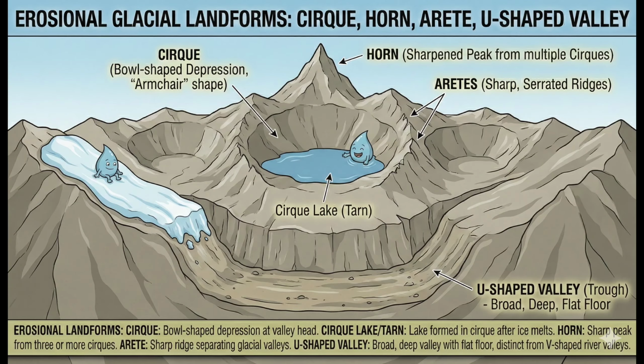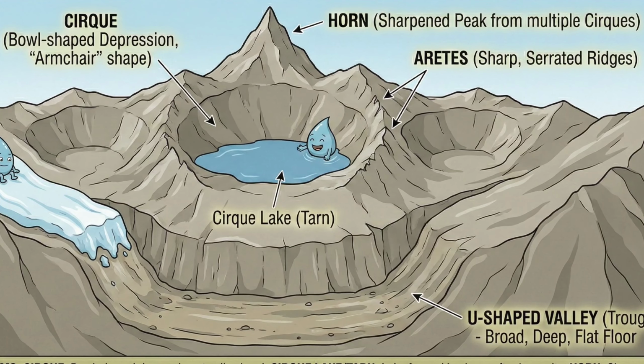Erosional landforms. Cirque, the most common landform. It is a bowl-shaped depression found at the head of a glacial valley. It looks like an armchair with steep walls. When the ice melts, water fills it to form a cirque lake or tarn. Horns. When three or more cirques cut back into a mountain peak from different sides, they sharpen the peak into a high-pointed spire called a horn.